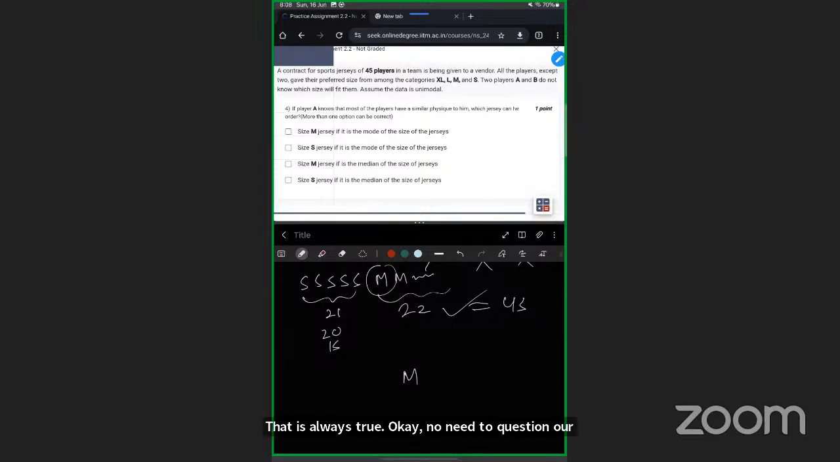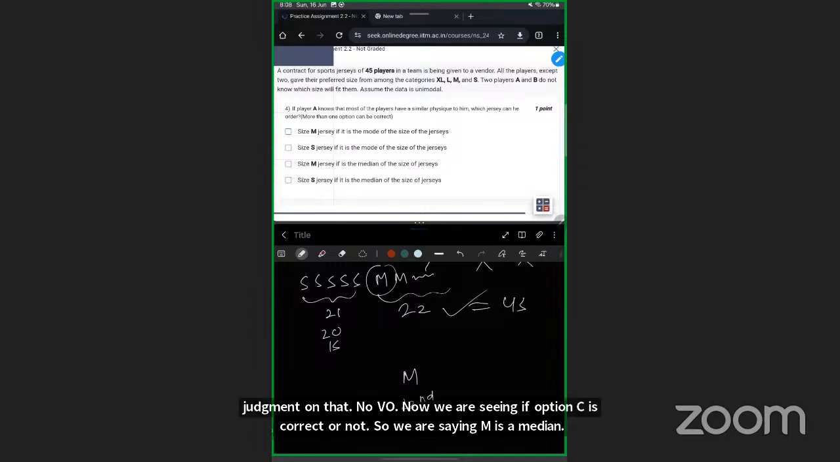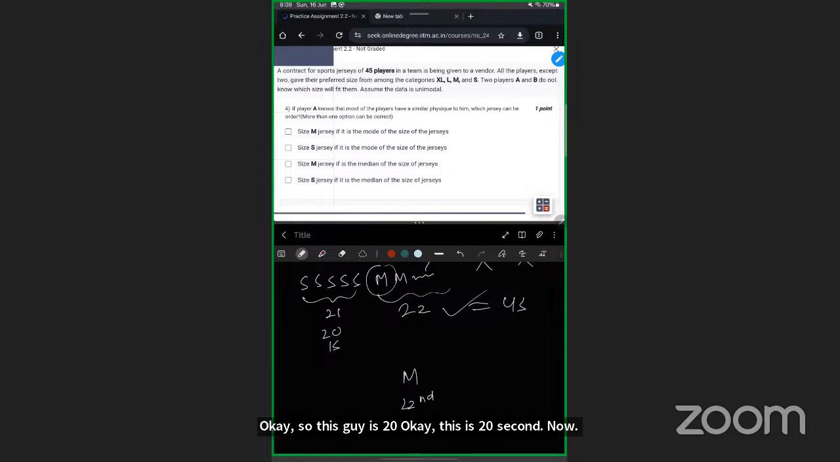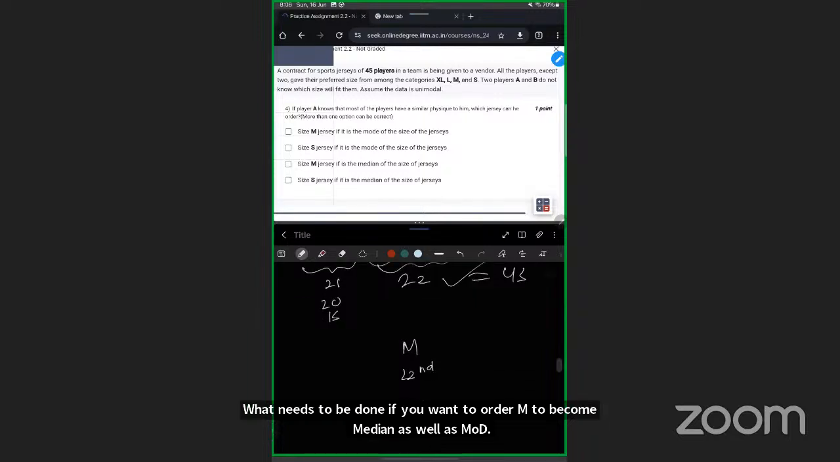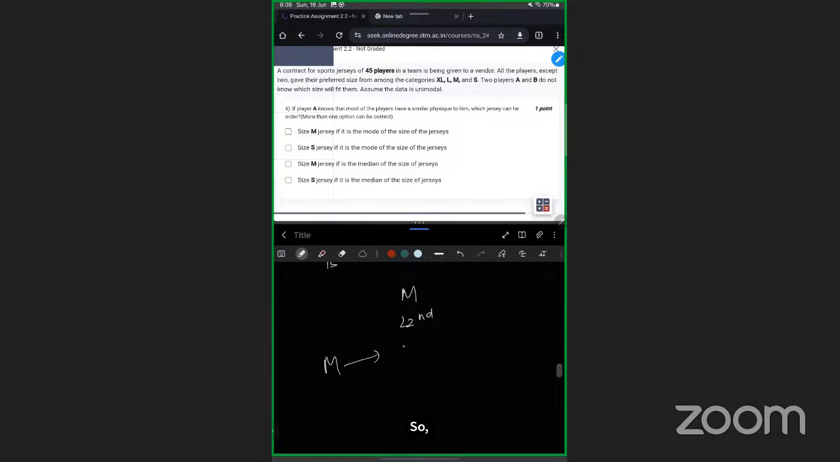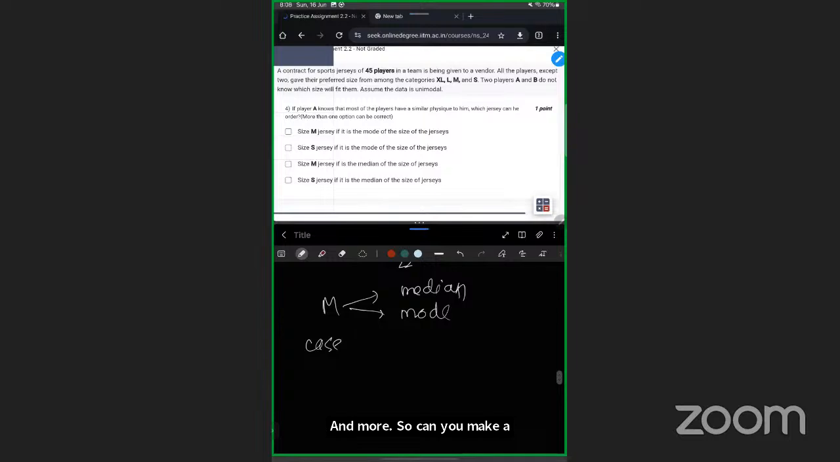Now we are seeing if option C is correct or not. So we are saying M is a median. This guy is the 22nd. Now, what needs to be done if you want M to become the median as well as the mod? M should be median and mod. So can you make a case? You have to create a case where this is a possibility. Can you create that, where M is mod as well as median? Then we can buy it, right?